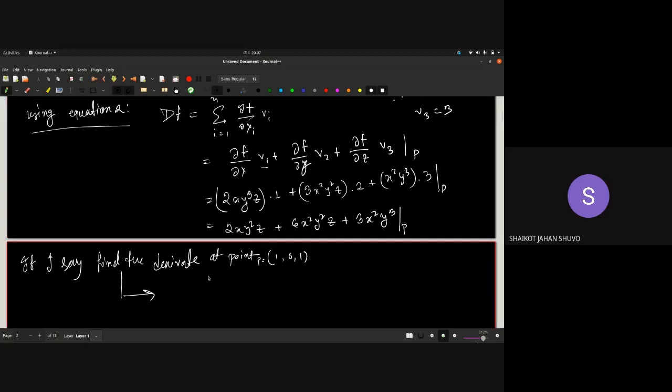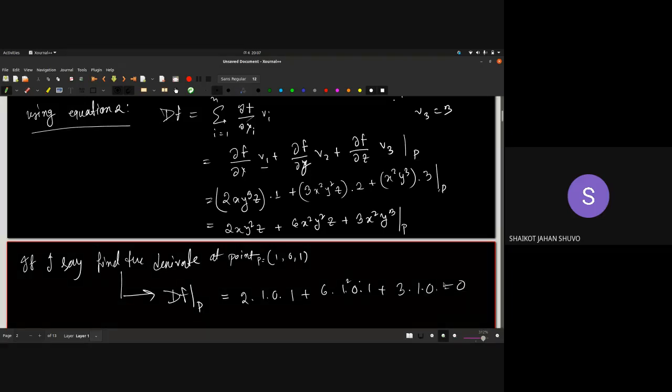So df at point P is just 2 times 1 times 0 times 1 plus 6 times 1 times 0 times 1 squared, 0 squared, whatever, it doesn't matter, plus 3 times 1 times 0. Oh, this is 0. Whatever. So do you get the point on how to calculate these things? Is it okay? Is everyone comfortable with this? Yes, sir. Okay.